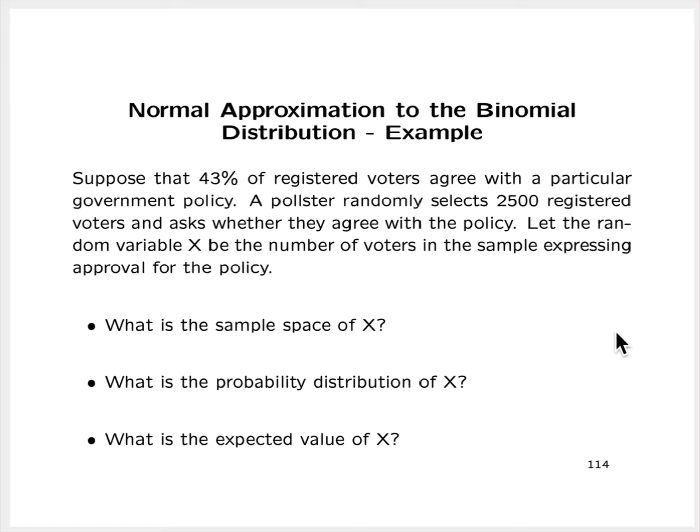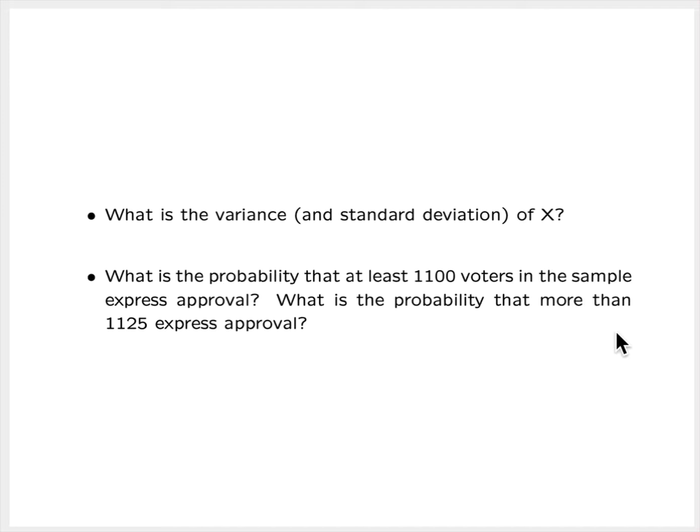Now let's look at another example. Suppose that 43% of registered voters agree with a particular government policy. A pollster randomly selects 2,500 registered voters and asks whether they agree with the policy. Let the random variable x be the number of voters in the sample expressing approval for the policy. And so again, we want to answer the same kinds of questions as we did in the previous example. What is the sample space of x? What is the probability distribution of x? What is the expected value of x? What are the variance and standard deviation of x?